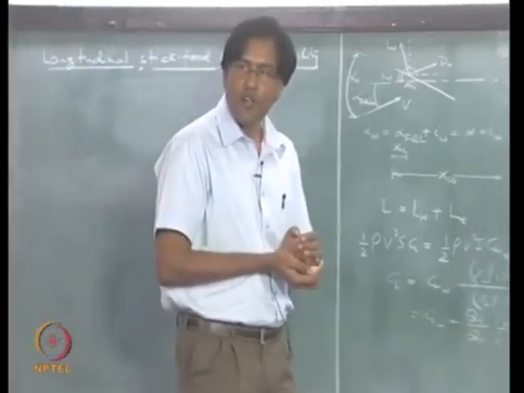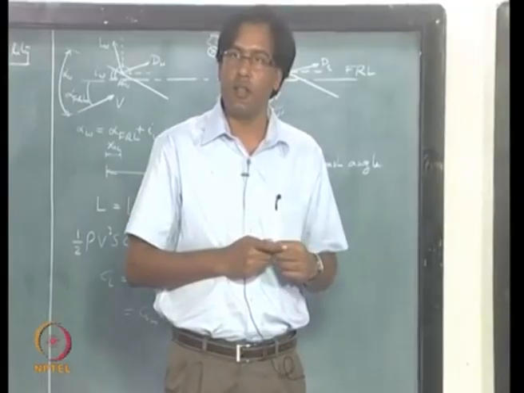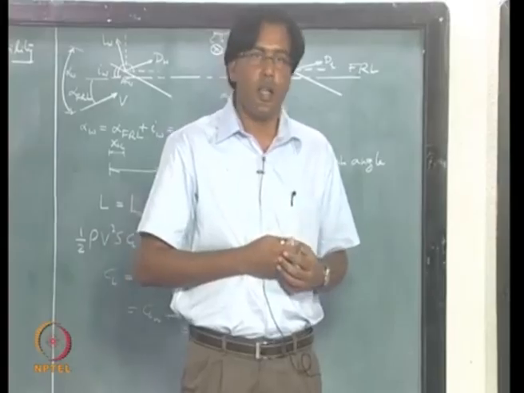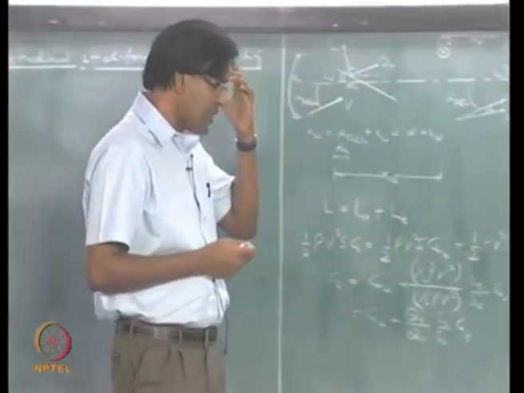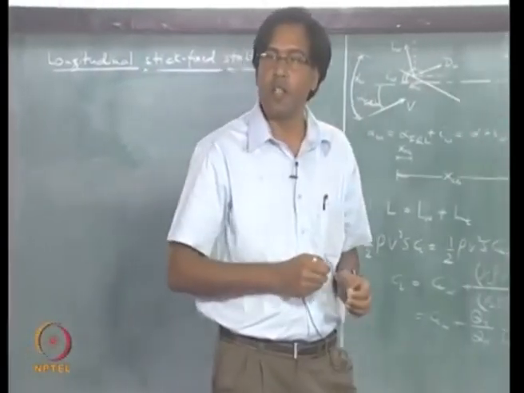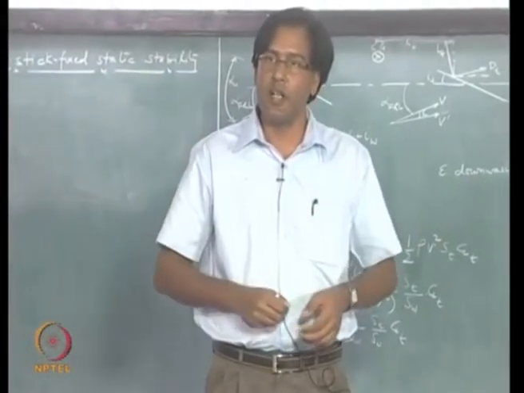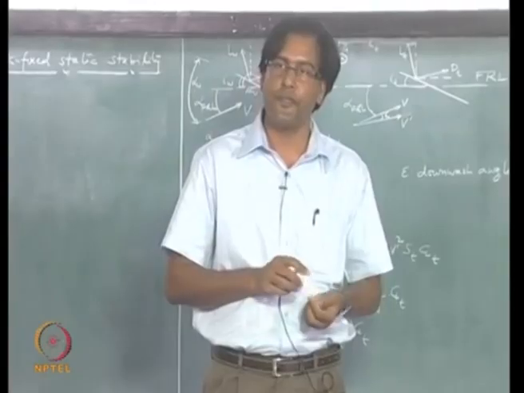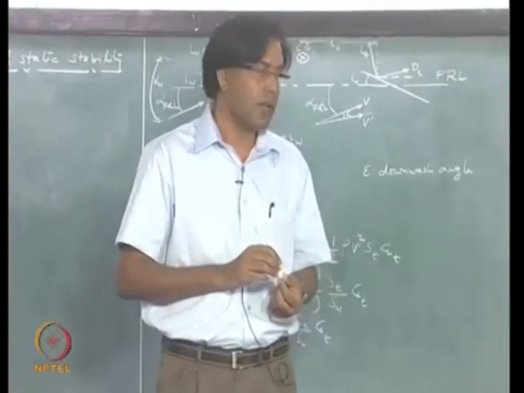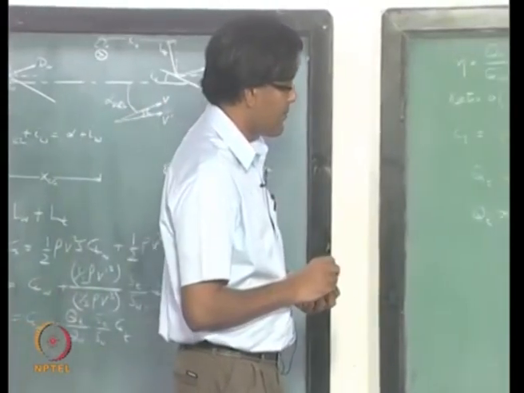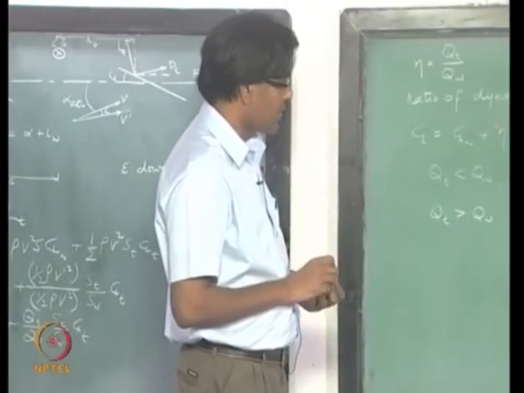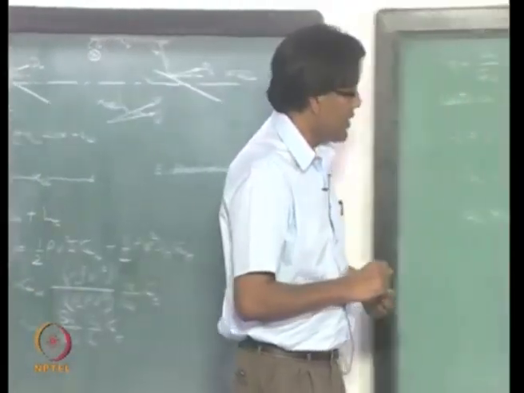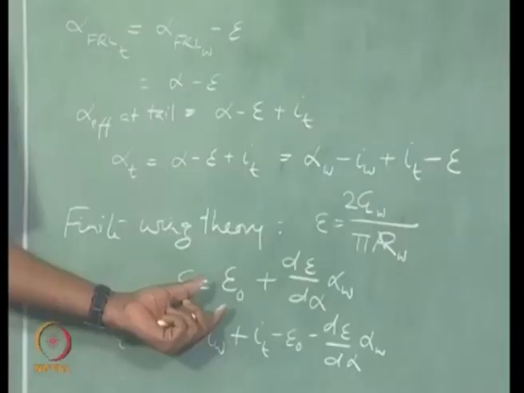What is our objective? We want to find out an approximation of d epsilon by d alpha. The approximation in alpha W is valid only for very small alpha W. Actually, the angle of attack that we are talking about is all in the pre-stall region, so let us say up to 14-15 degrees. But it should be delta alpha with respect to some alpha. When alpha is 0, epsilon is epsilon naught.